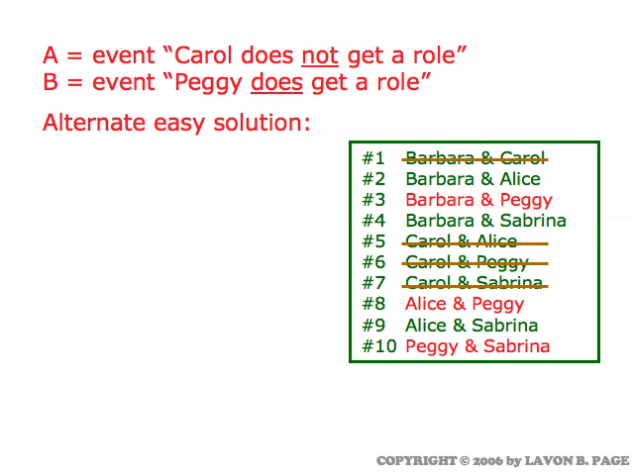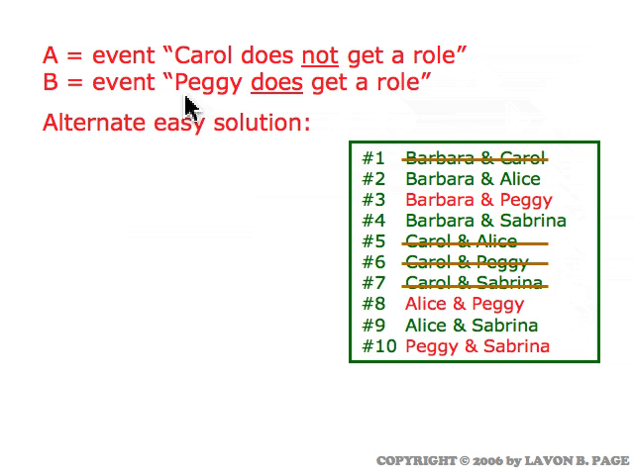Now we've just answered this question using the definition of conditional probability, and I pointed out that you can do it without actually listing all the possible outcomes. But since we do have them listed, let's look at these outcomes and confirm that the answer we just got is correct by looking at it in a simple intuitive way. The question is, what's the probability Peggy does get a role if we know that Carol doesn't? Well, if we know that Carol doesn't, that eliminates cases 1, 5, 6, and 7. So we're left with these 6 cases that are not crossed out.